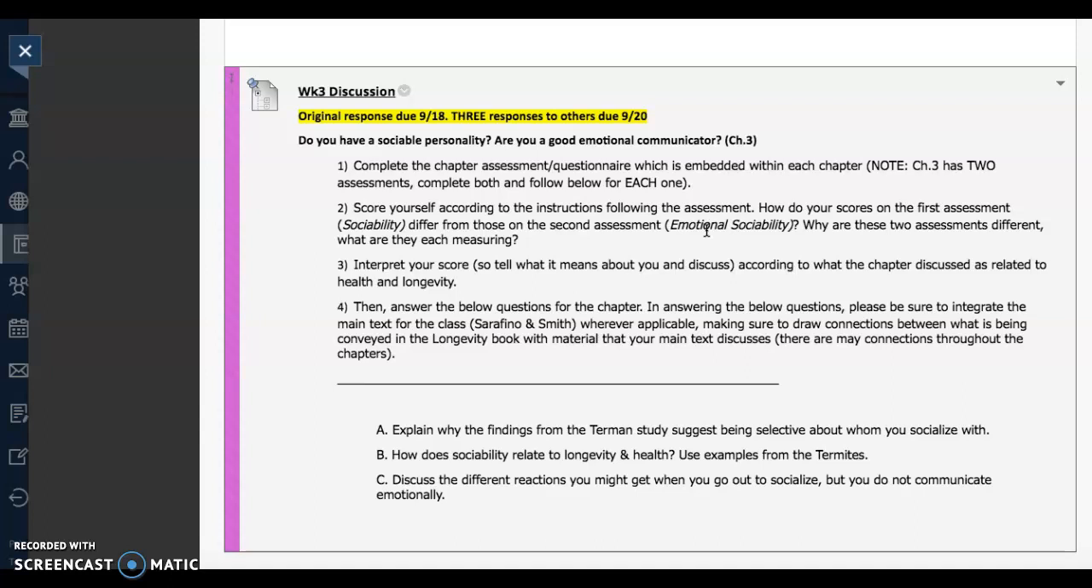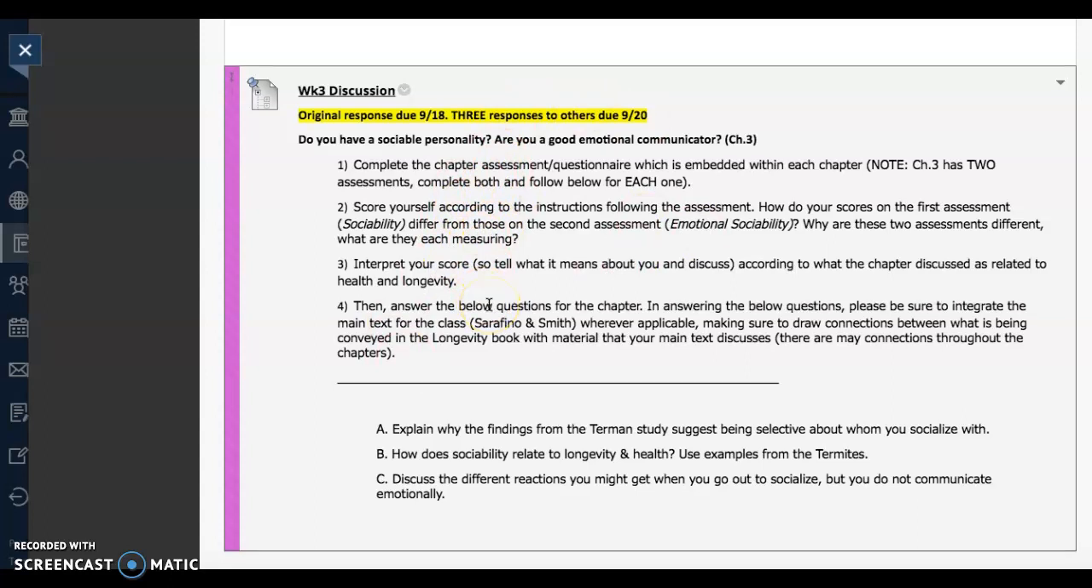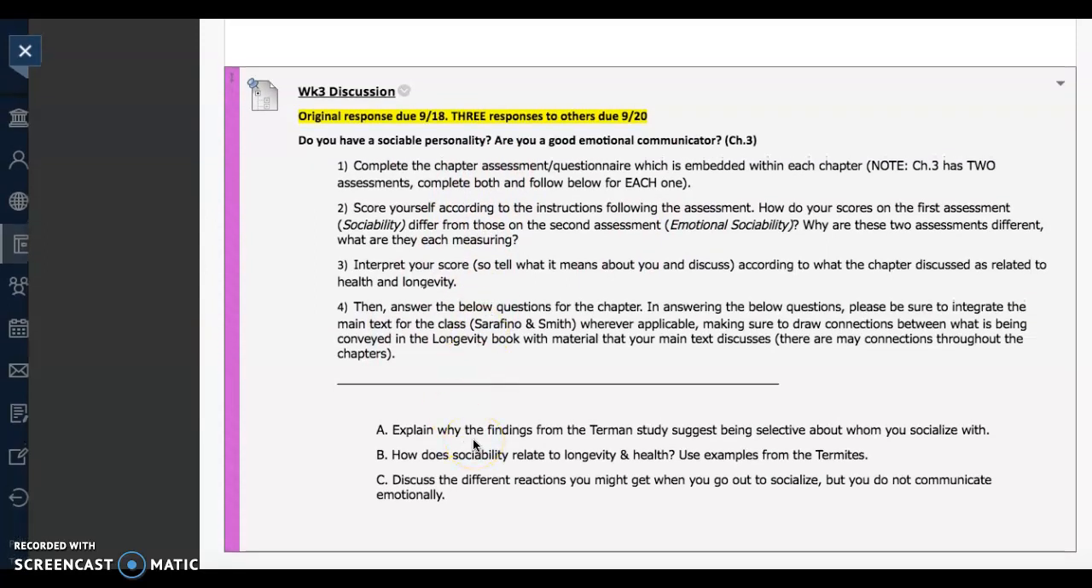The chapter is all about socializing. What did it do for the termites? Was it good? Was it bad? How did it relate to their health and their longevity? What were their communication patterns like, and how did they fare due to that? Based on what you read, you can interpret your score. If you scored high or you scored low, what does that mean about you? Now that you are a mini expert in sociability, that's the first part of the discussion, answering these according to your assessments. And then you dive into some specific questions about the research findings from the Terman study.